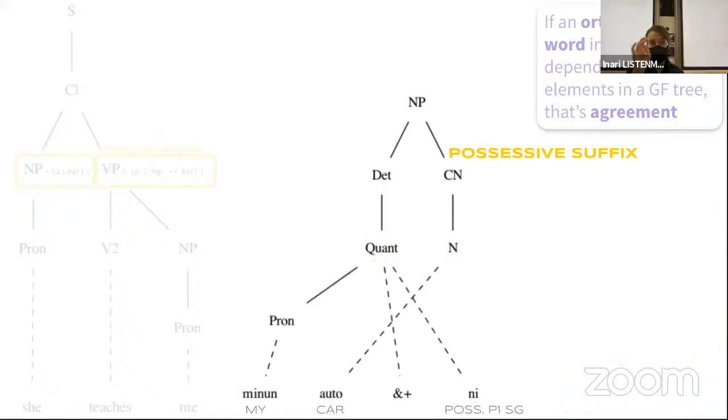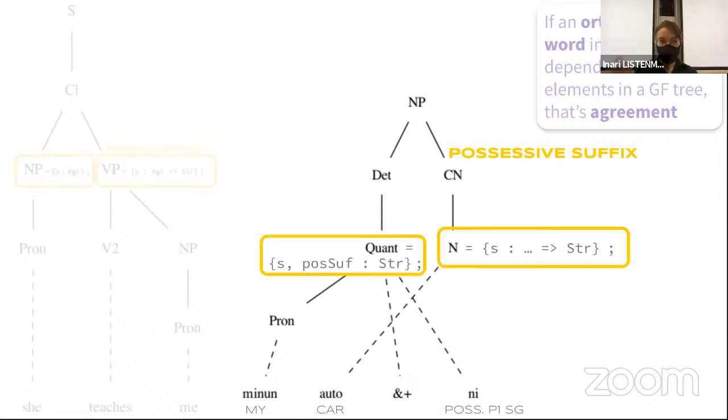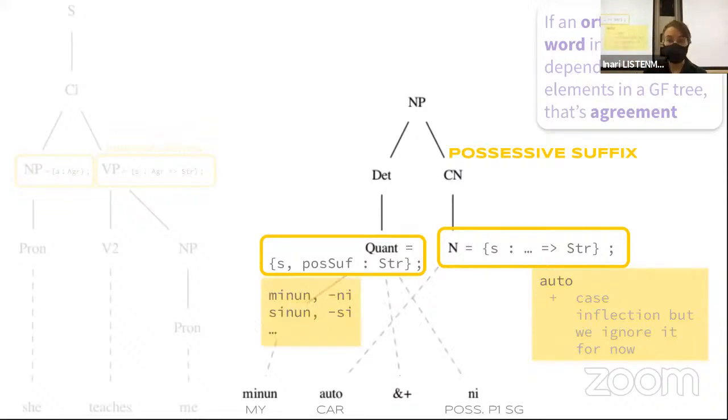So that's strategy one. The other strategy in GF to produce orthographic words is to use the bind token. It's this ampersand plus thing. That's a way to glue words together at runtime. This means that the pieces of one orthographic word are in different categories. We had autoni as a single word inside noun, but now we have the stem auto in the noun, and then we have the suffix ni in the quantifier.